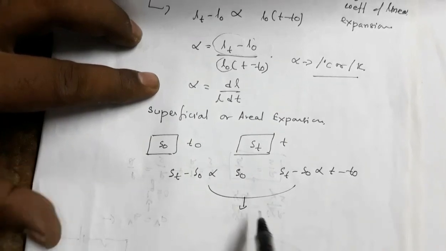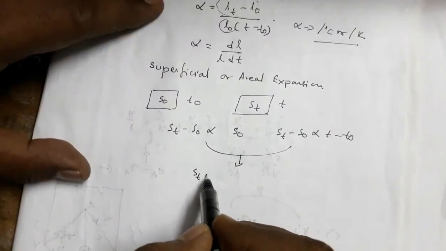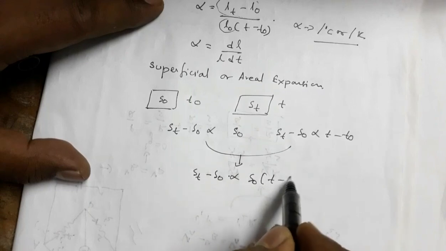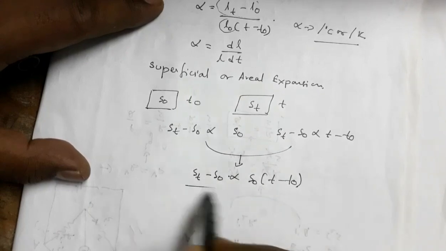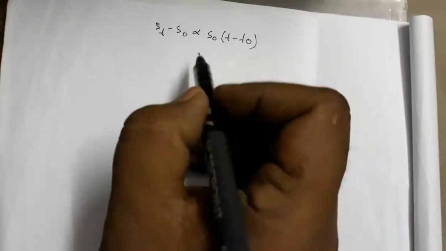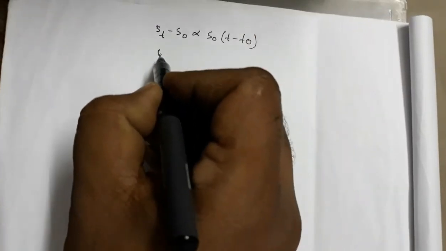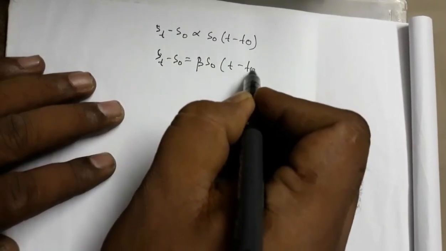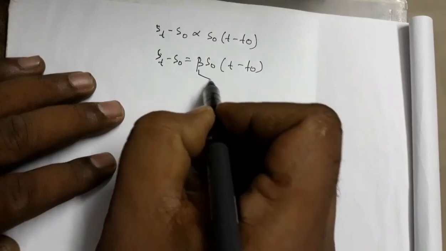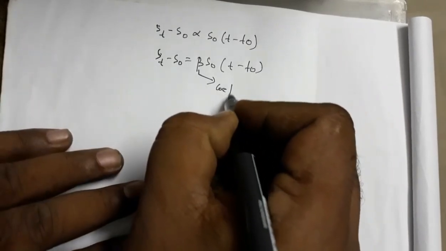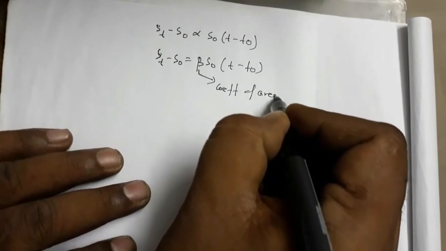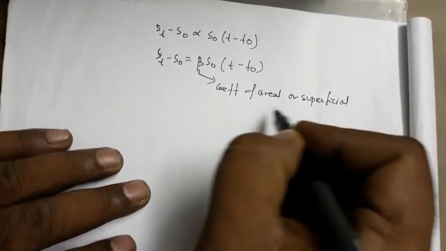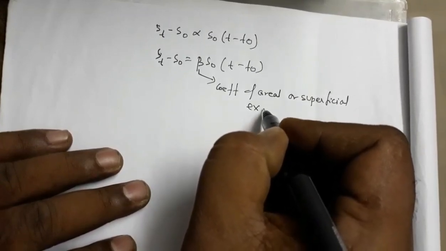So if I combine these two conditions, what do I get? I get ST minus S0 proportional to S0 (T minus T0). If I remove the proportionality symbol, I get ST minus S0 is equal to beta S0 (T minus T0). This beta is the proportionality constant, and it is called the coefficient of areal expansion, or superficial expansion.